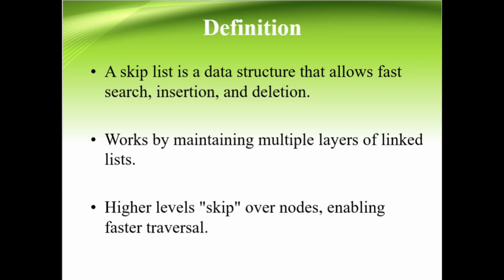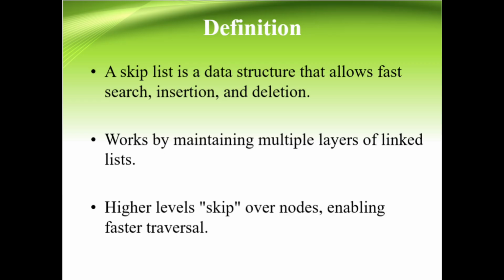Let's now look at the definition of skip list in detail. A skip list is a data structure designed to make searching, insertion, and deletion much faster compared to a normal linked list. In a singly linked list, you move one step at a time, but a skip list adds something extra: multiple layers of linked lists on top of each other. Here is how it works. The bottom layer is just like a normal linked list. Then above it we add more layers, and each higher layer connects fewer nodes, and these higher levels act as express lanes. They let us skip over several elements in one jump.